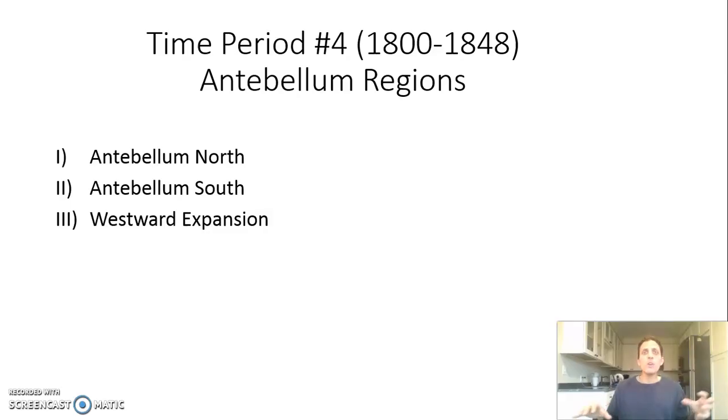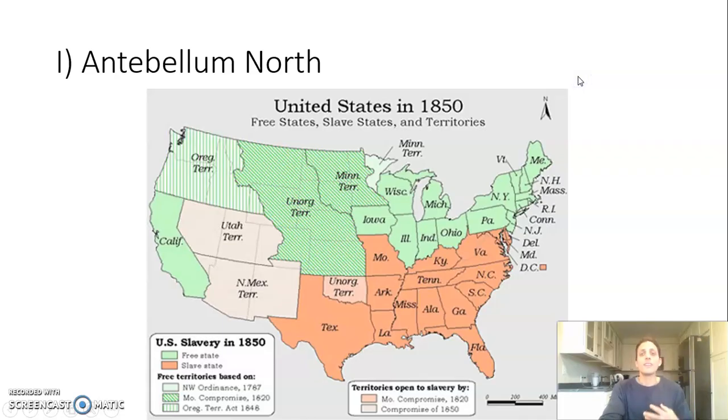So big overarching things you want to be able to do: you want to be able to compare the Antebellum North, South, and West to one another, similarities and differences. And then also, as always, you're looking for continuity and change during this time period and compared to the time period previously. So, first thing we're going to take a look at is the North.